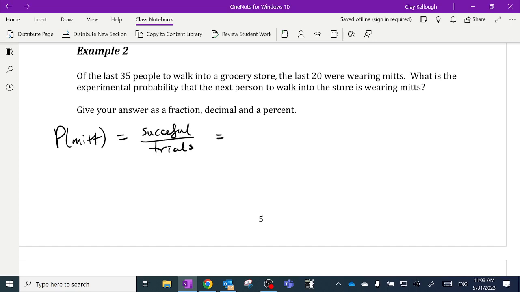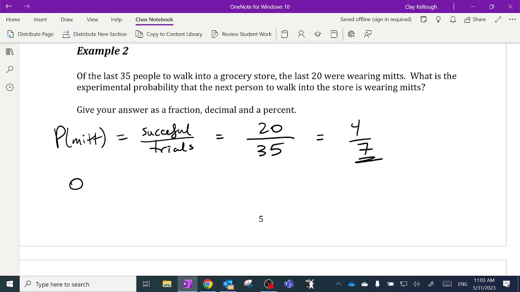So here's my history. 35 people walked into the store. 20 of them were wearing mitts. So there's my fraction. Am I going to get a full mark for that? No. What do you notice goes into those two numbers? 5. So divide top and bottom by 5, you get 4/7. That would get you the full mark. And again, if your times tables are kind of weak, your calculator will simplify fractions for you. You just have to use your fraction button. Okay? So there's the fraction.